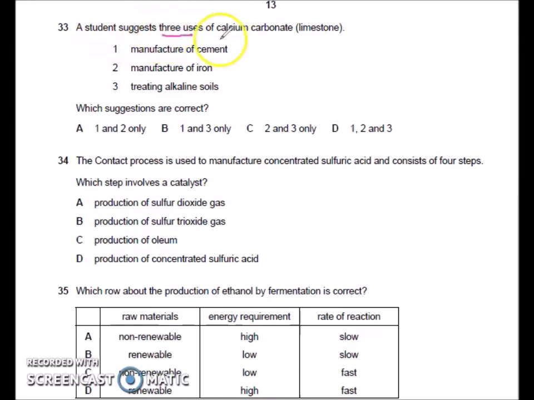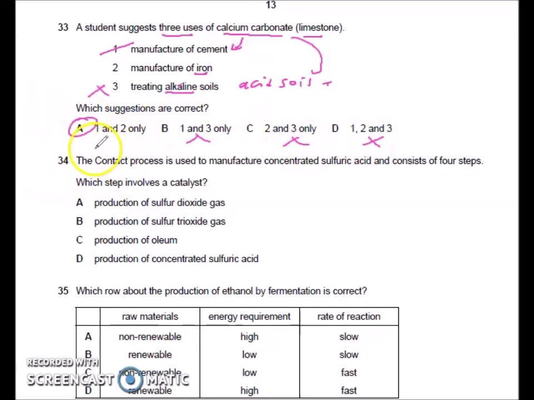So students suggest 3 uses of calcium carbonate, limestone. Okay, so 33 will be manufacturing of cement. Yes, it is a main component here to make cement. Manufacture of iron. Yes, of course. Treating alkaline soil. Normally they have to treat acidic soil. Acid soil, it works well, but not for alkaline soil. So 3 is wrong here. So your answer is A.